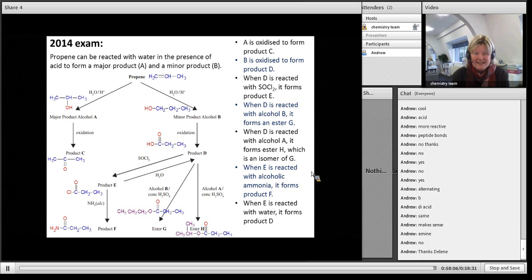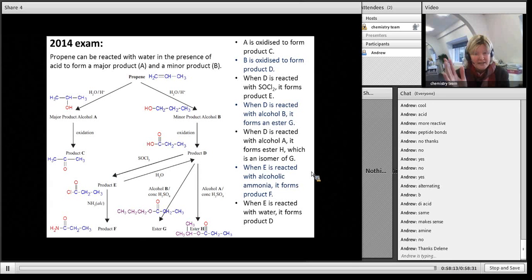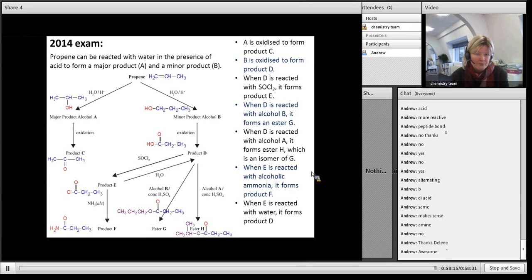Okay, so the really important bit over here is please learn your reactions in all those different ways, because you'll find then these schemes are really easy to do.